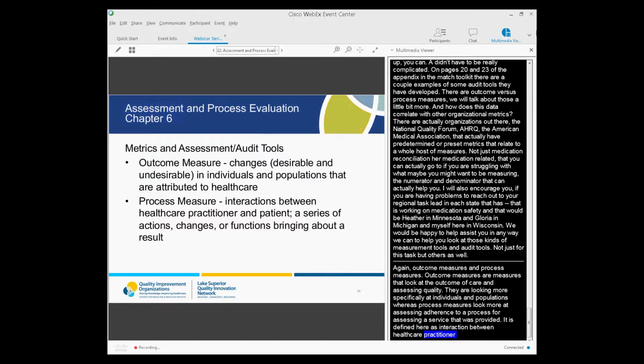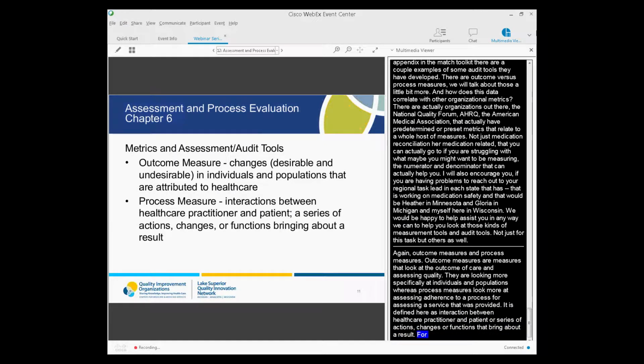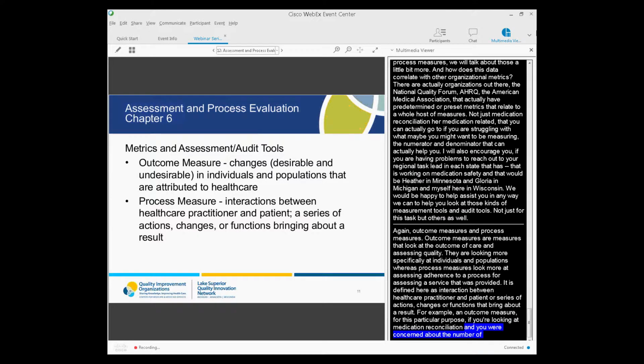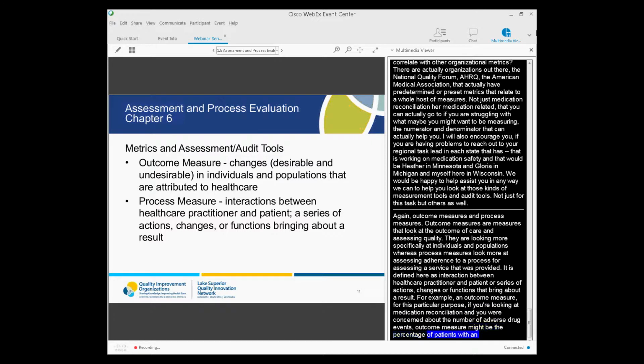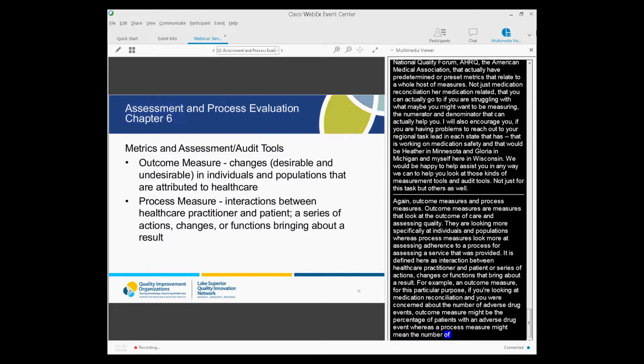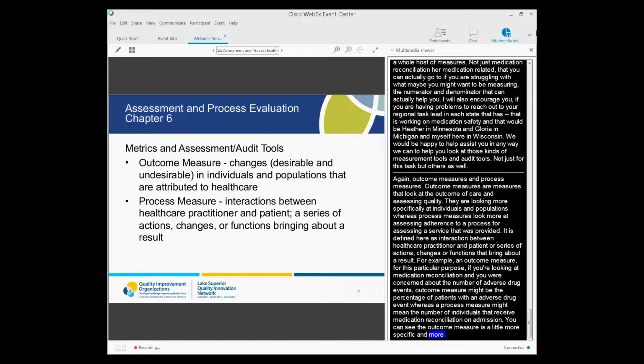So, for example, an outcome measure for this particular purpose, if you were looking at medication reconciliation and you were concerned about the number of adverse drug events, might be the percentage of patients with an adverse drug event, whereas a process measure might be the number of individuals that received medication reconciliation on admission. So you can see the outcome measure is a little more specific and gets more at patient safety than the process measure does.